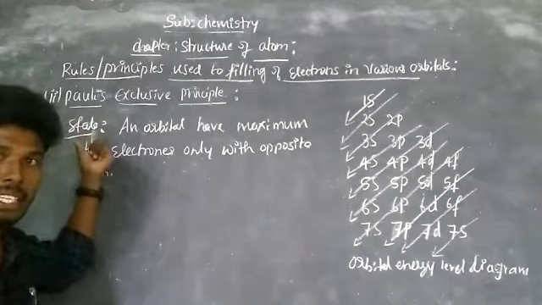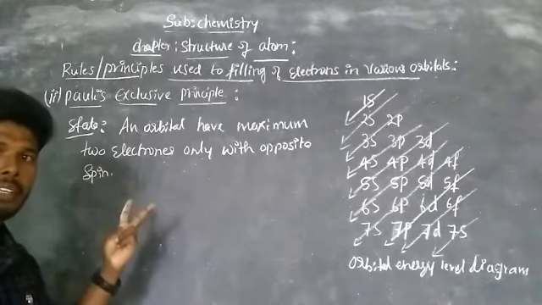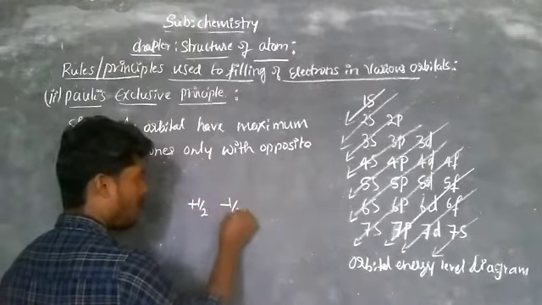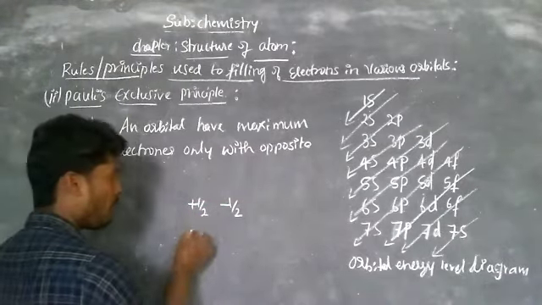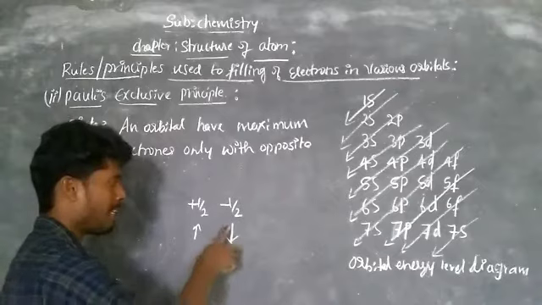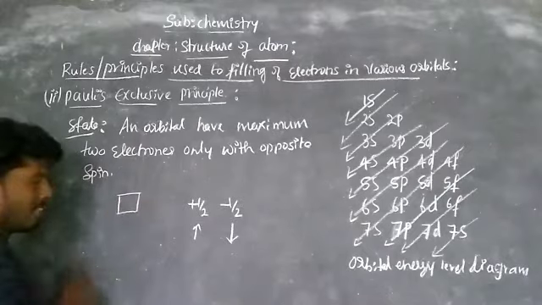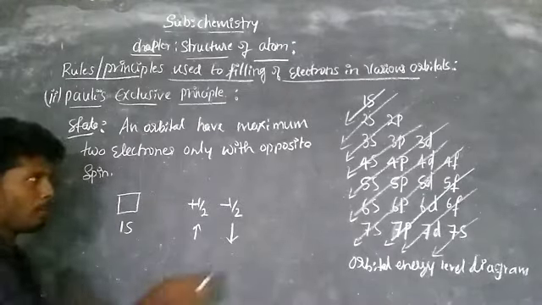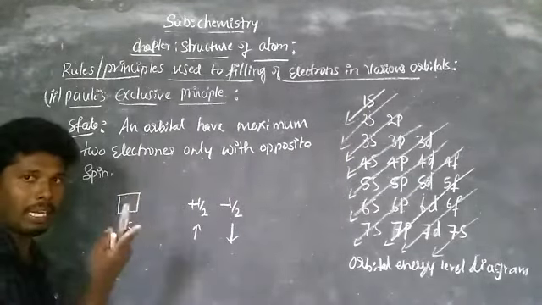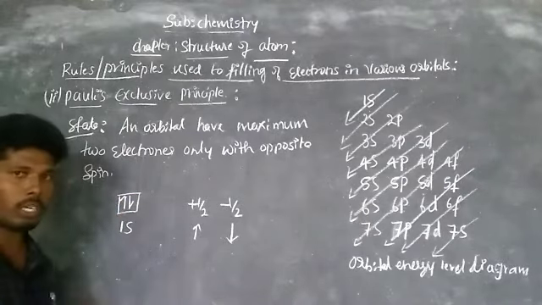Here Pauli is a scientist. He found that each orbital can accommodate only 2 electrons with opposite spin. You know there are 2 types of spin for every electron, plus spin and minus spin, right? Plus spin means the arrow points upward and minus spin means the arrow points downward. So one orbital is represented like this. If you take the 1s orbital, this orbital has a maximum of only 2 electrons with opposite spin. It means one electron is pointing up and one more electron is pointing down, like that.